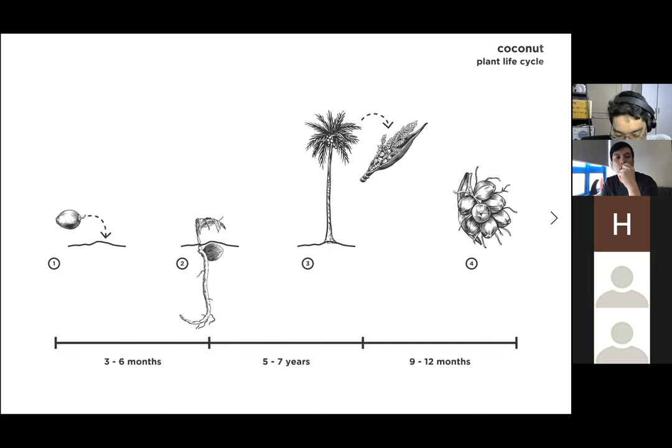So this is the plant life cycle. After planting, it takes 3 to 6 months for the roots and the initial plant to sprout. And then it takes 5 to 7 years for the coconut tree to be fully grown and produce flowers. And another 9 to 12 months for it to actually produce fruits.